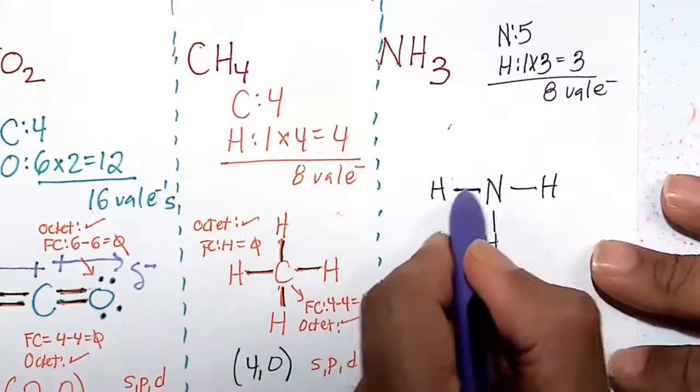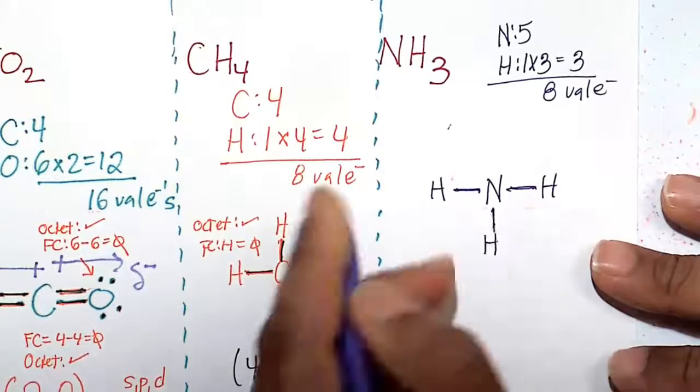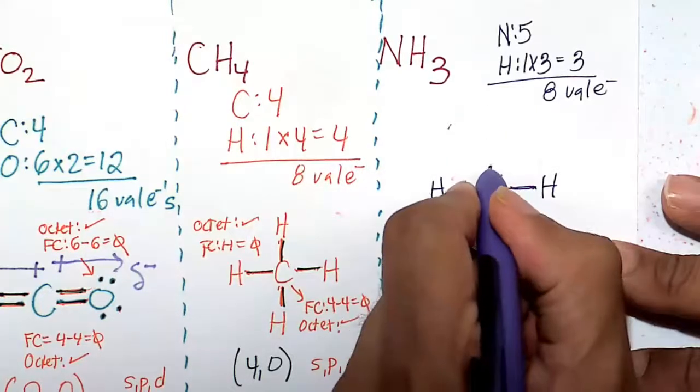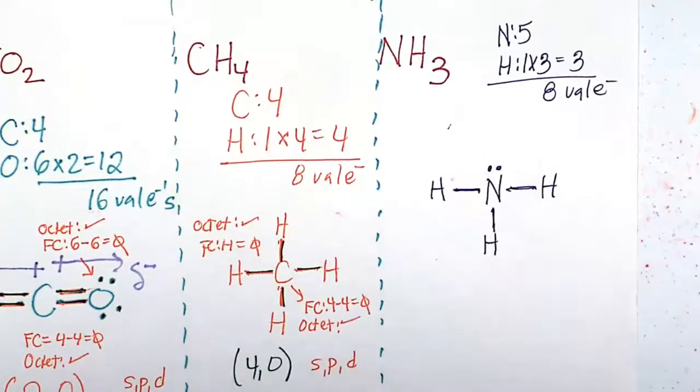So 1, 2, 3, 4, 5, 6. I'm going to put the 7 and 8 on the nitrogen. It doesn't make sense to put them on the very small, very basic hydrogen atom. It makes sense to put them on the more complicated nitrogen. Nitrogen can accommodate that. So this would be the structure of NH3, ammonia.